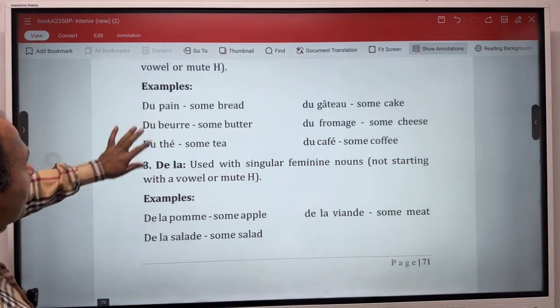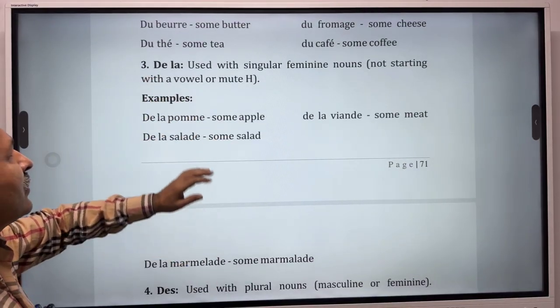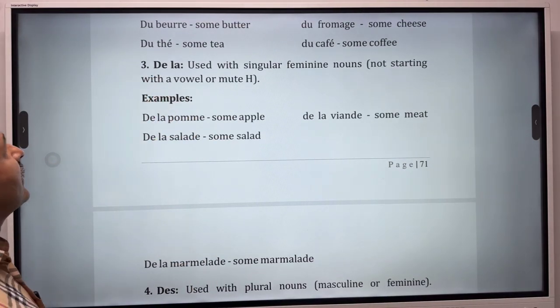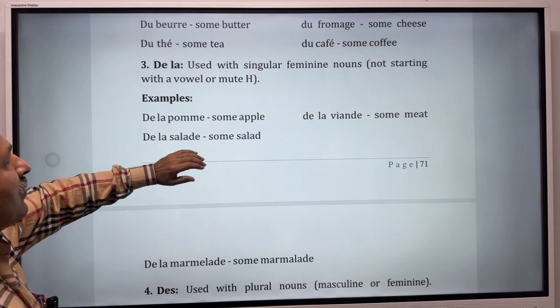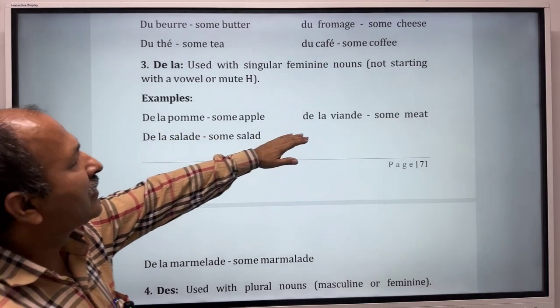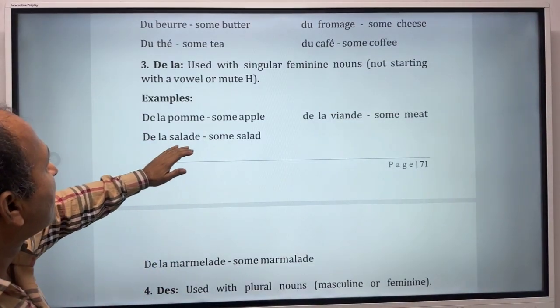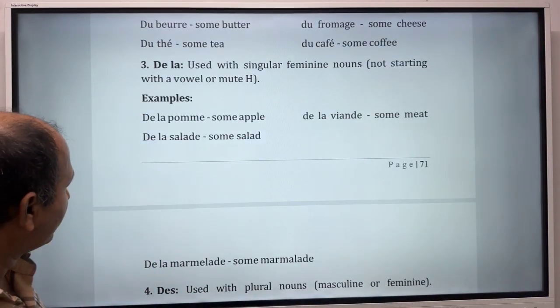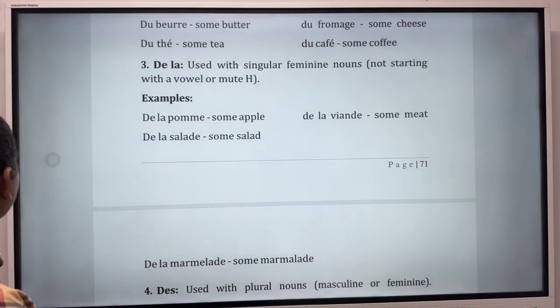Then comes de la. It is used before feminine singular nouns provided they are not beginning with a vowel or mute h. Example, de la pomme, some apple. De la viande, some meat. De la salade, some salad. De la marmelade, some marmalade.